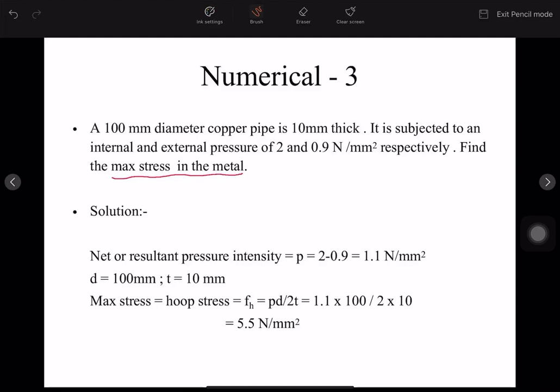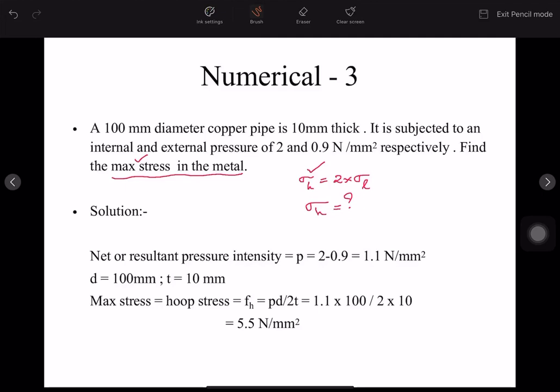Without looking into the answer solution, just try to remember the relation between hoop stress and longitudinal stress. Hoop stress is equal to 2 times the longitudinal stress. So here the maximum stress will be hoop stress. Instead of mentioning hoop stress, he is asking us to find the maximum stress in the metal. So we need to calculate hoop stress.